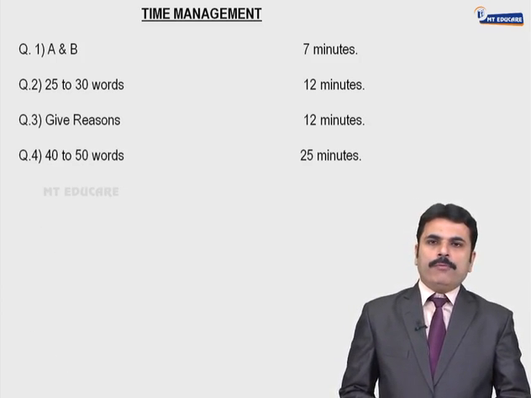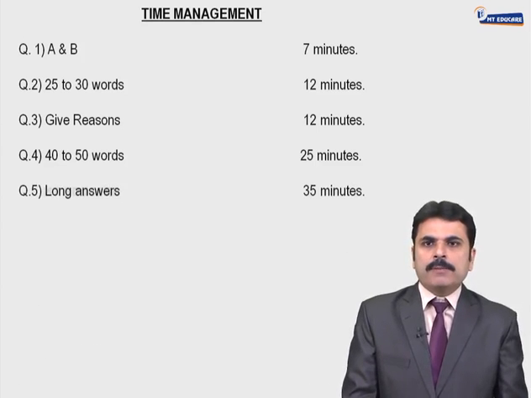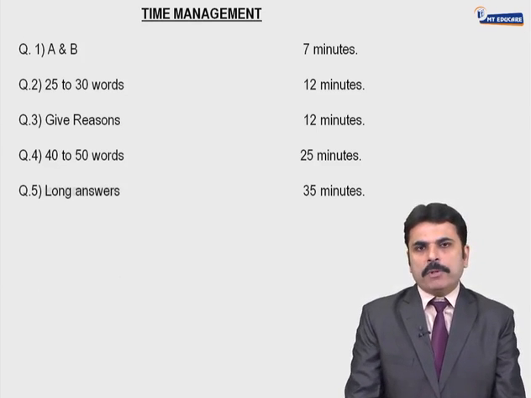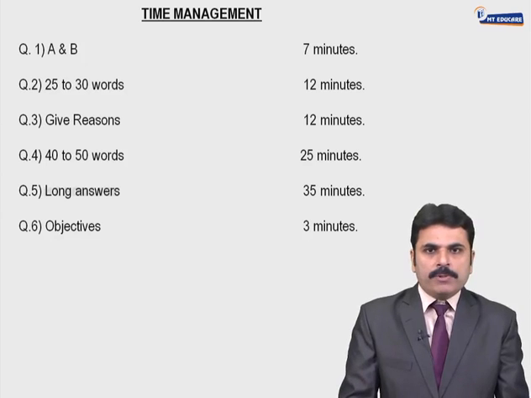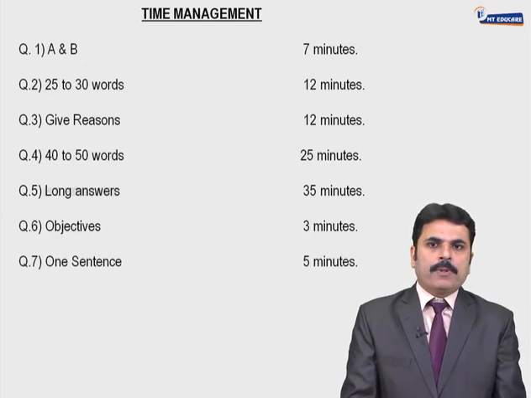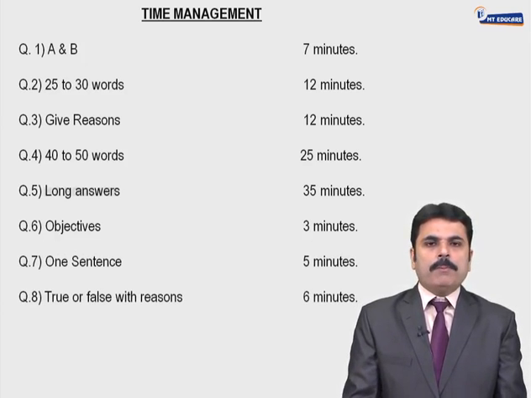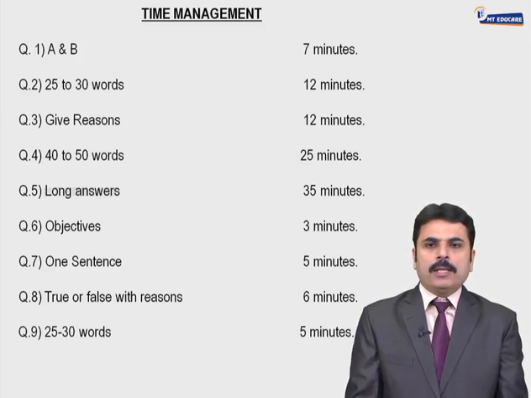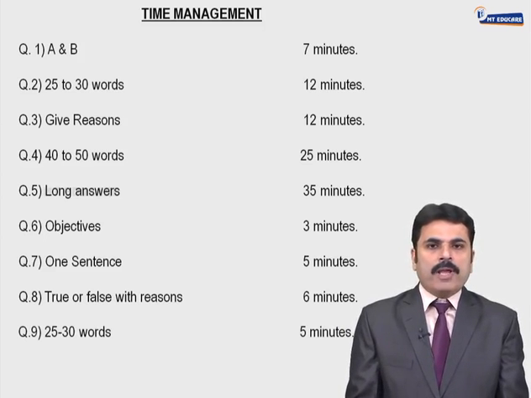Question number 4, 40 to 50 words, any 2 out of 3, 25 minutes. The long answers, any 2 out of 3, 35 minutes. Question number 6, political science, objectives, 3 minutes. Question number 7, answer in 1 sentence, 5 minutes. Question number 8, true or false with reasons, 6 minutes. And the last question, 25 to 30 words, any 1 out of 2, 5 minutes.